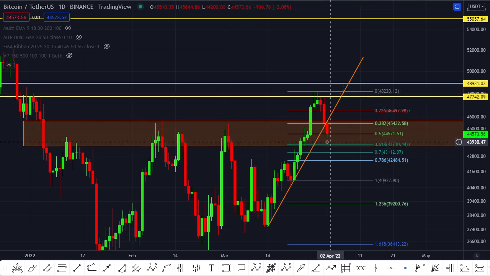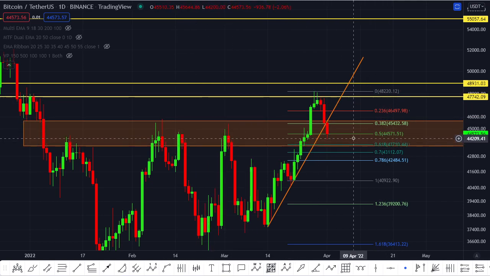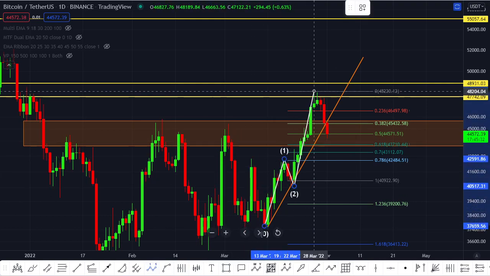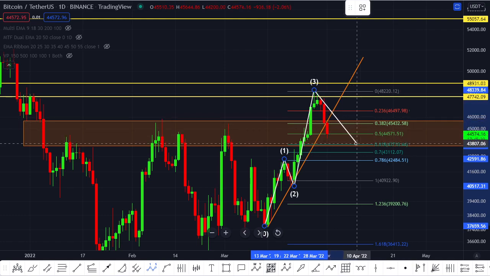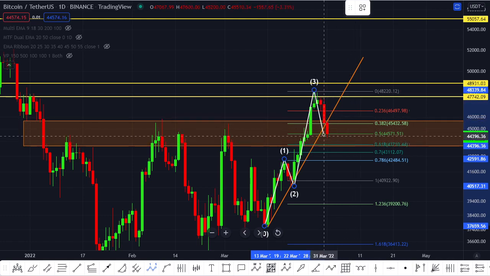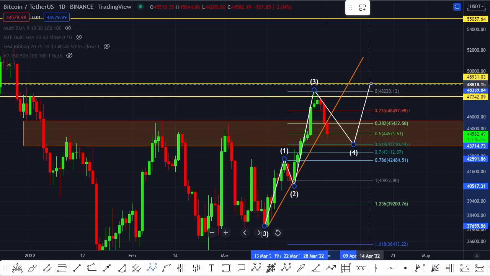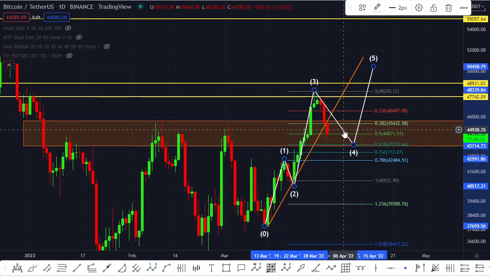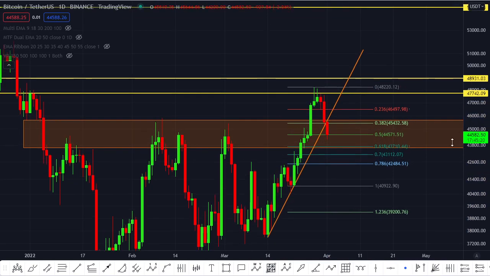And you can see this region that I posted right here does include the golden pocket region, which is between 0.5 and the 0.618. So basically our Elliott wave will look something like this. Your 1, your 2, your 3, your 4 could very well be around this area, and then your 5 towards 50k, and then you will have your huge ABC correction to the downside. So that is what I see right now.